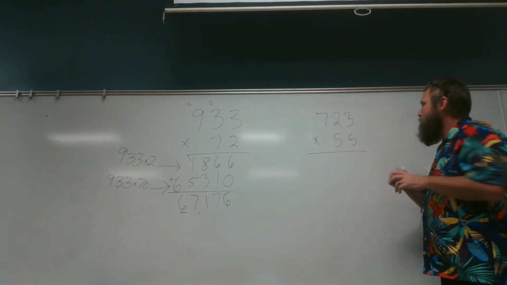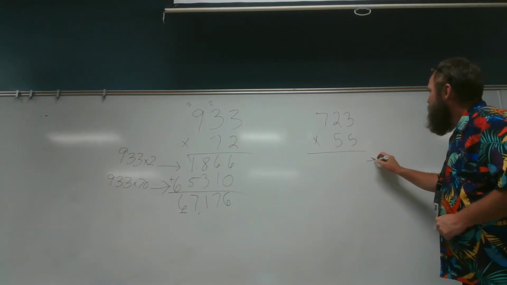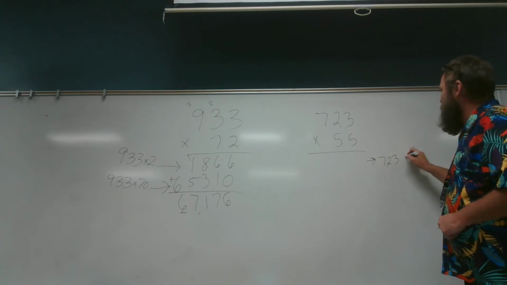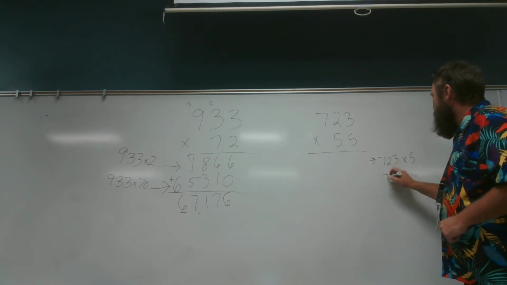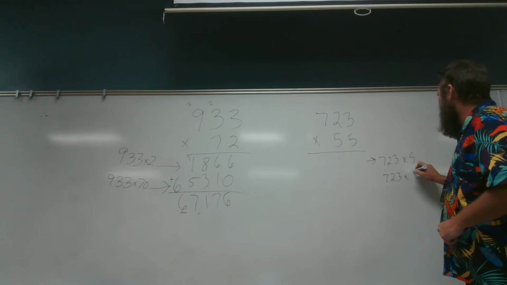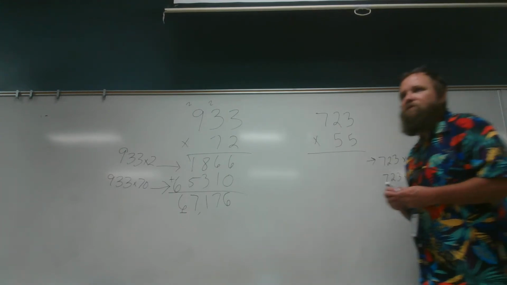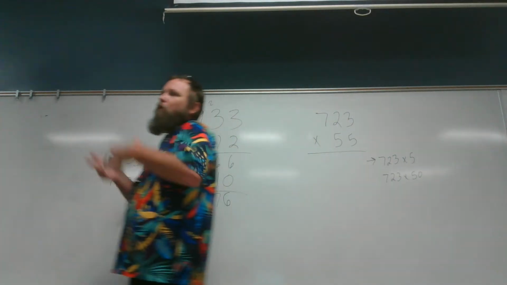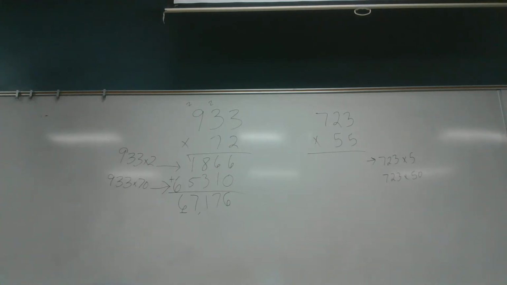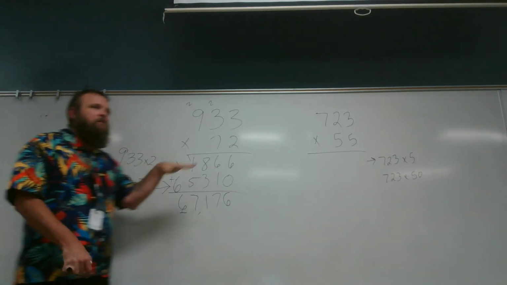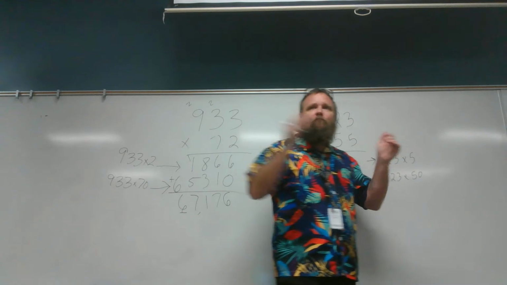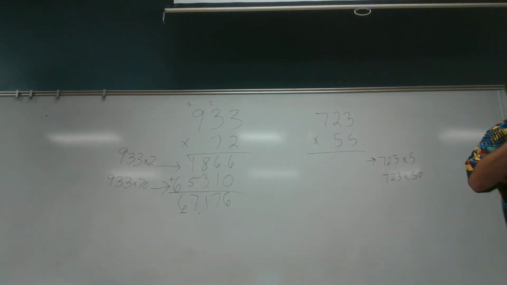So in this problem, all I'm doing here is multiplying 723 times 5 and 723 times 50. I'm taking my second factor, putting it in an expanded form. Now when we've done some number talks on addition, some of you have done that. You've broken it into expanded form when you did your adding.